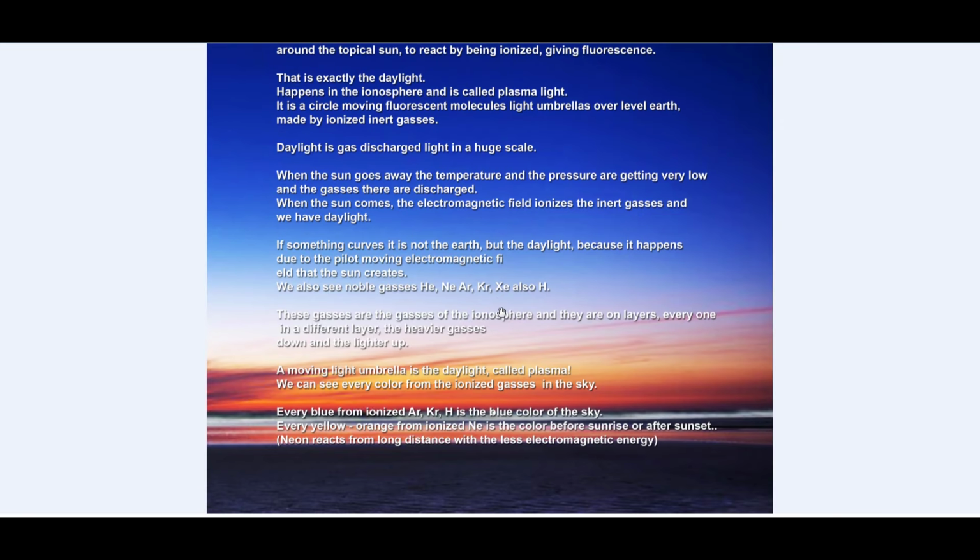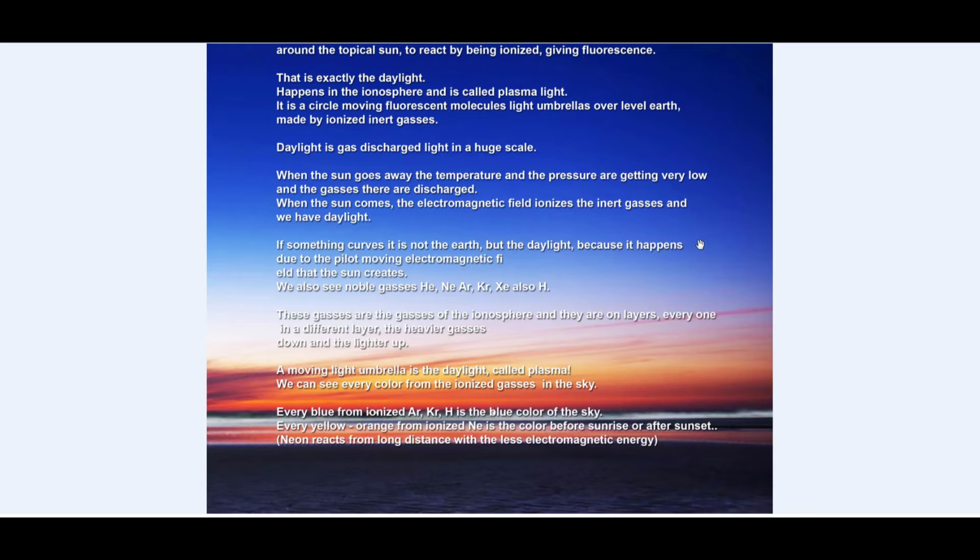And these gases are the gases of the ionosphere, and they are on layers, like I said, according to their density. There is no such thing as gravity. Gravity is a theory. Everybody knows everything is density. If you have a bigger density, you fall, and if you have a lighter density, you float or you go up. Like some of the gases, they go up. They don't float, they go up. So that's why they rise in the sky, because their density is lighter than the density of air.